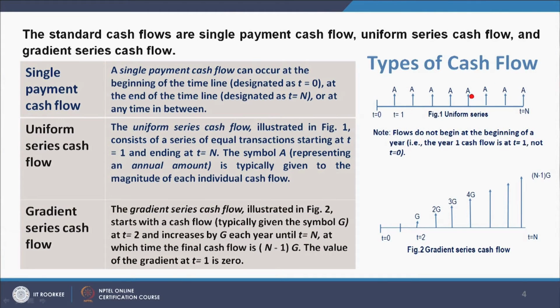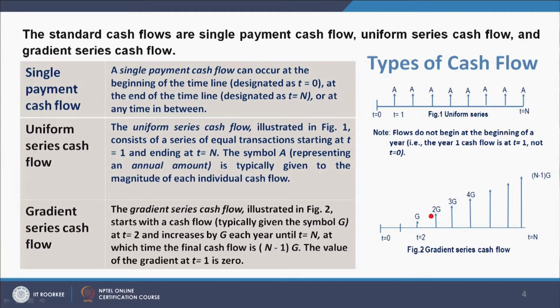Now, gradient series cash flows. The gradient series cash flow is shown here. The gradient series cash flow illustrated in figure 2 starts with a cash flow typically given the symbol G at t equal to 2. So, at t equal to 2 there is a cash flow G and it increases by G each year until t equal to n.